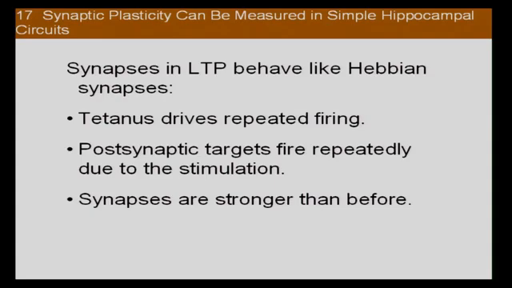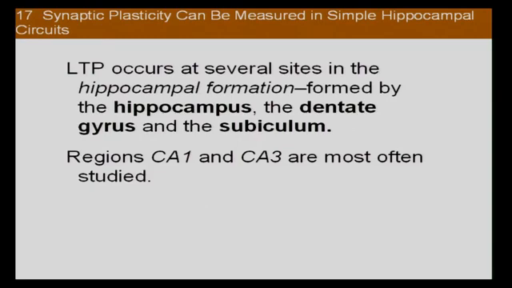Okay. So synapses in LTP behave like Hebbian synapses because tetanus drives repeated firing. Postsynaptic cells, target cells, fire repeatedly due to the stimulation. You can record these postsynaptic cells and not just record their EPSPs, but show that they're actually spiking as a result of the tetanus. And synapses grow stronger than before. All these characteristics define a Hebbian synapse. Okay, I just said this. It occurs at several sites.